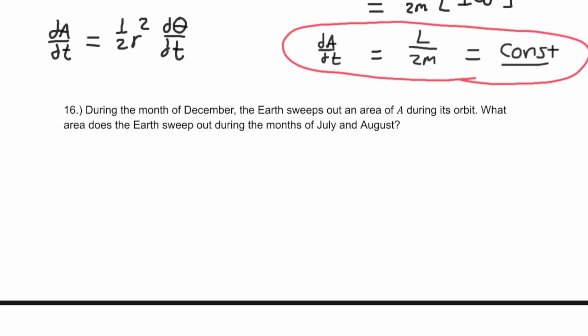Then just for a basic example here, during the month of December, the Earth sweeps out an area of A during its orbit. What area does the Earth sweep out during the months of July and August together, we'll say?